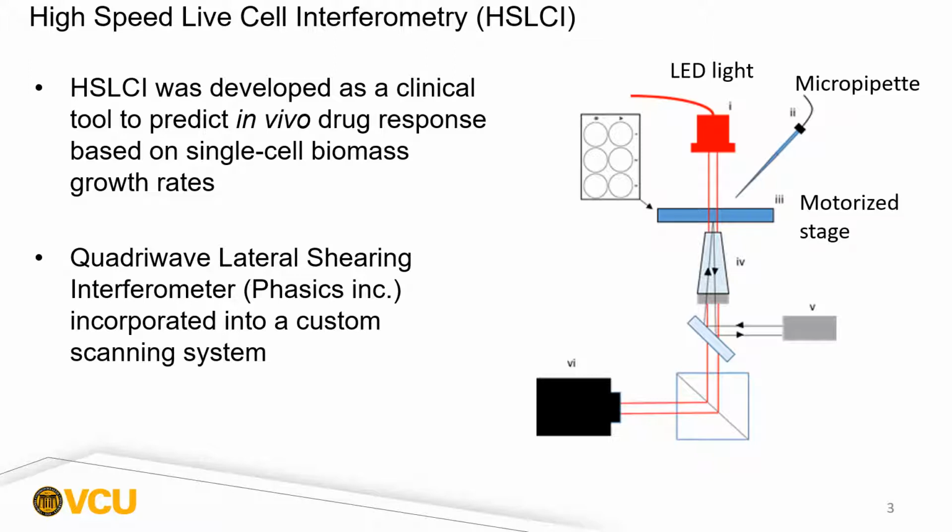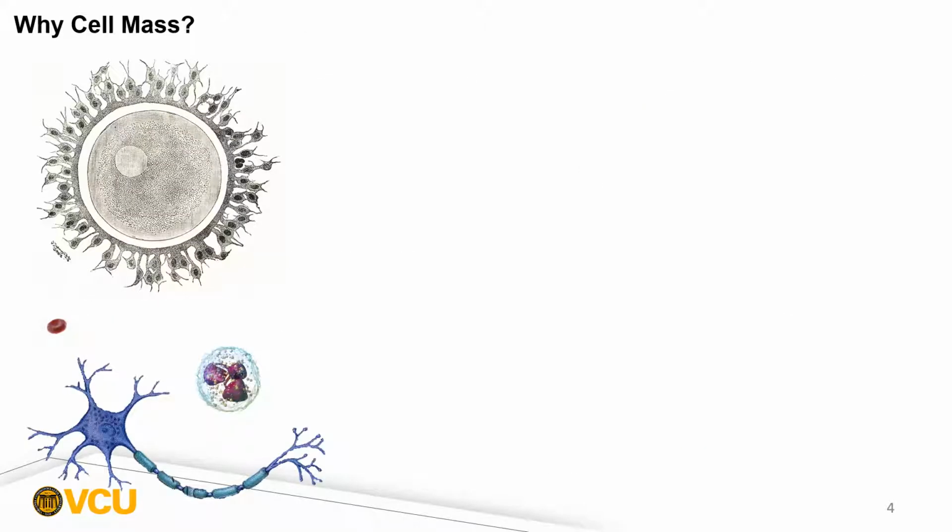These are the two things above a motorized stage that scans above the objective, which can be 10, 20, or 40x. As it's scanning, there is an autofocus system so that the distance between the objective and the plate remains the same and the cells of interest remain in focus. And then finally, our quadriwave lateral shearing interferometer is incorporated and captures images here. So again, what we're doing is looking at single-cell biomass growth rates.